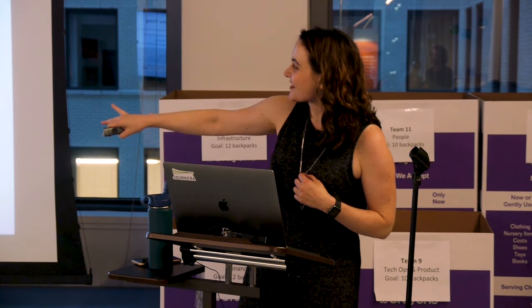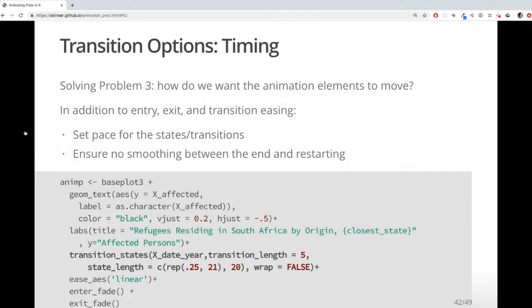Okay, so here where I have state length, see, repeating 0.25 for 21. So I'm saying 21 of these states will be 0.25 frames each. You can change that. The state length can be any vector you want. So you can say, I want 2005 to be paused on for 4 frames, and you can just have a 4 in there instead. And that's what I'm doing here with the very last frame, is saying 20 so that it stops, breathes for a few seconds, and then moves on.